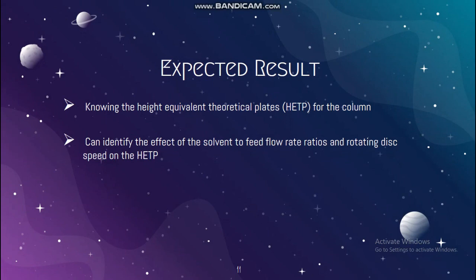Okay, so the last one is the expected result. For the experiment, what we expect is knowing the height equivalent to a theoretical plate, HETP, for the column, and also being able to identify the effect of the solvent to feed flow rate ratios and rotating speed on the HETP.